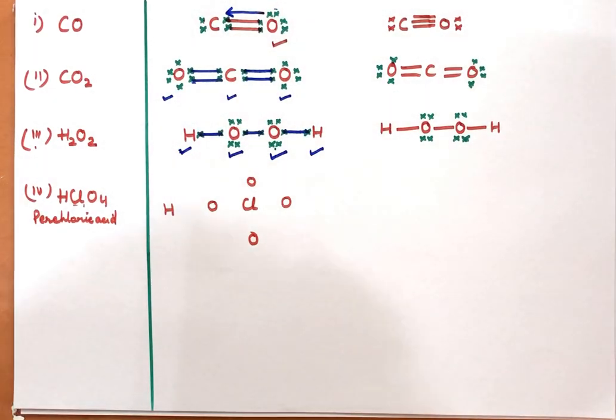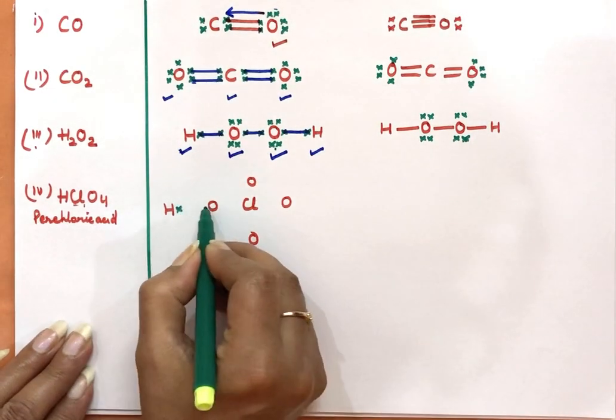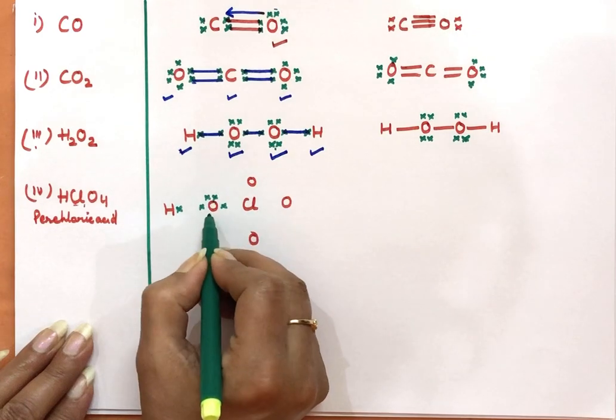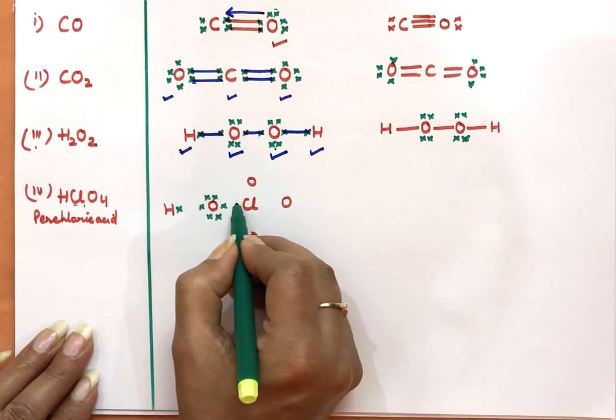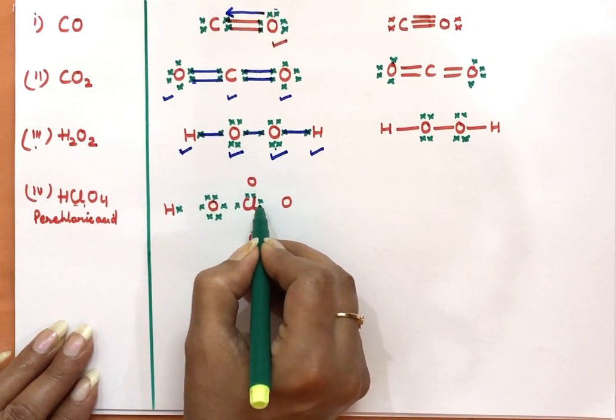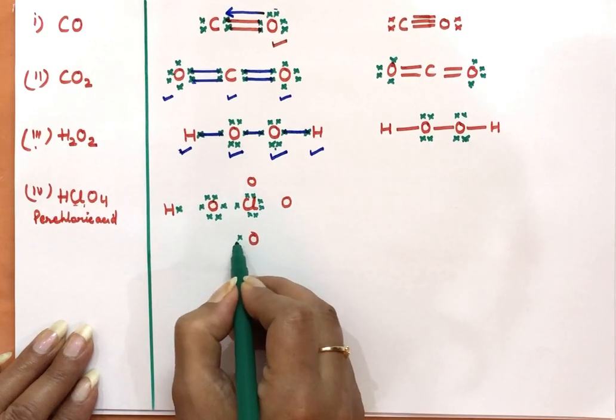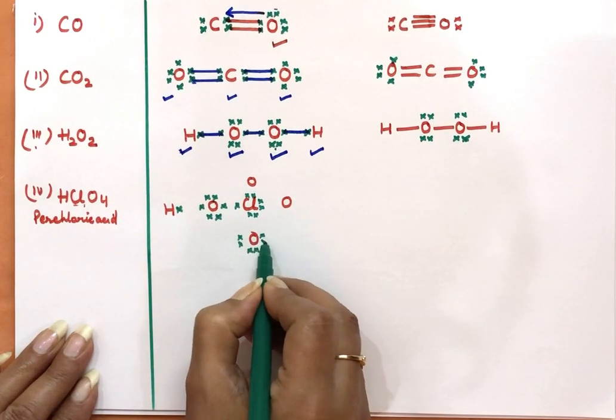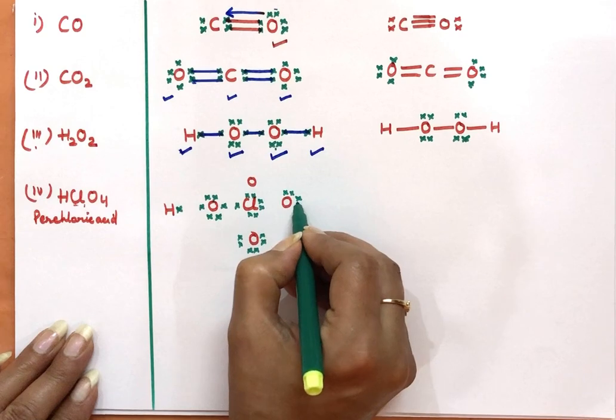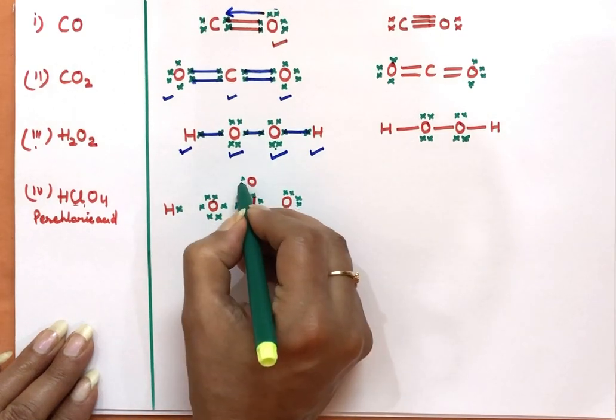Now the Lewis structure of all these atoms: hydrogen has 1 electron here, O has 6 electrons in the last shell, Cl has 7 electrons in its last shell, and these O atoms have 6 electrons in the last shell.